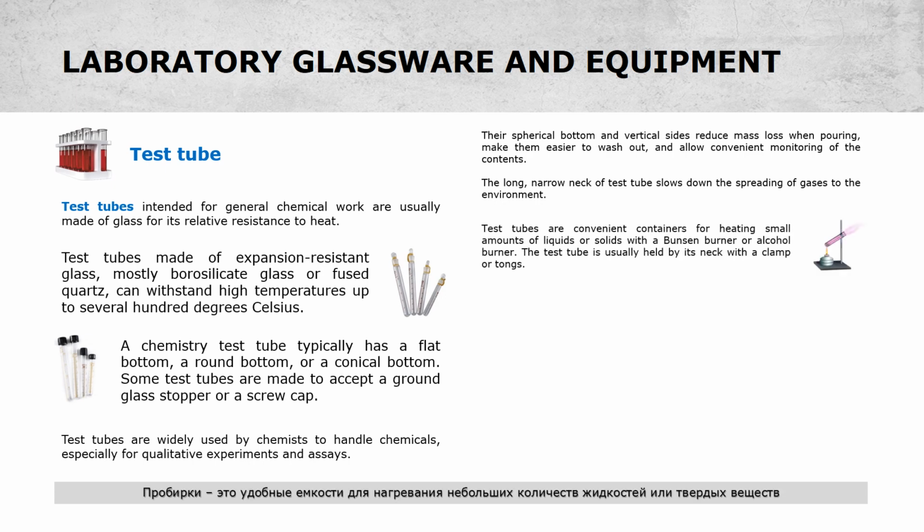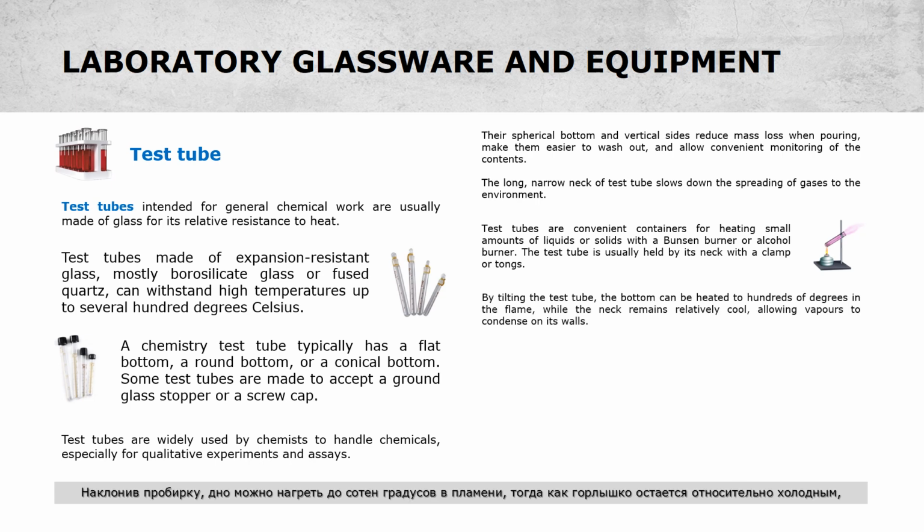Test tubes are convenient containers for heating small amounts of liquids or solids with a Bunsen burner or alcohol burner. The test tube is usually held by its neck with a clamp or tongs. By tilting the test tube, the bottom can be heated to hundreds of degrees in the flame, while the neck remains relatively cool, allowing vapors to condense on its walls.